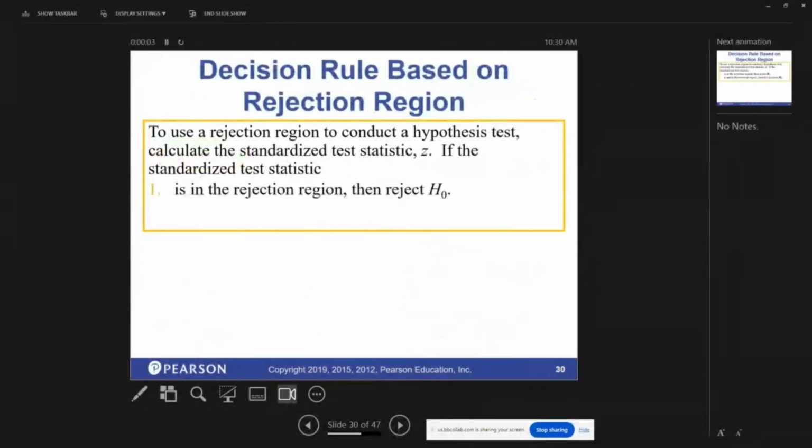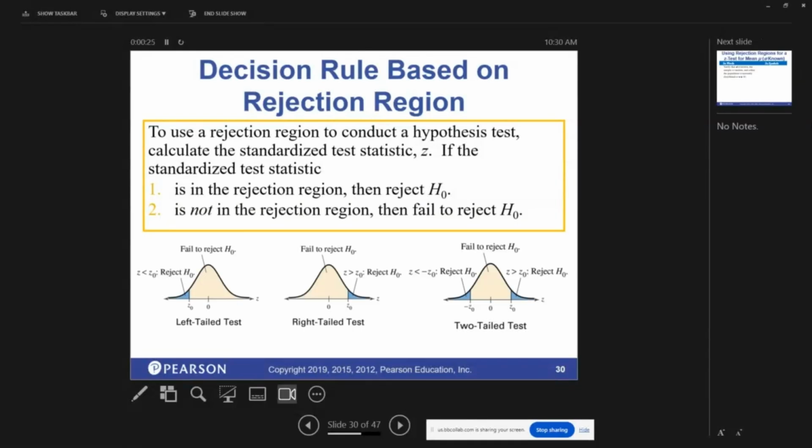Now, here's why these rejection regions are important. If you would like to use a rejection region to conduct the hypothesis test, you can find the standardized test statistic Z. And if the standardized test statistic is in the rejection region, then you reject H sub 0. And then if it's not in the rejection region, then you fail to reject H sub 0. So that just means that if you look at the standardized test statistic, and if it's in this blue part, then you're going to reject H sub 0. If it's in this tan colored part, then you would fail to reject it.